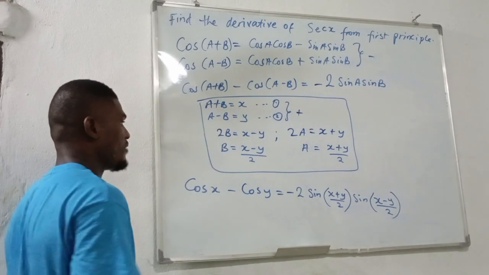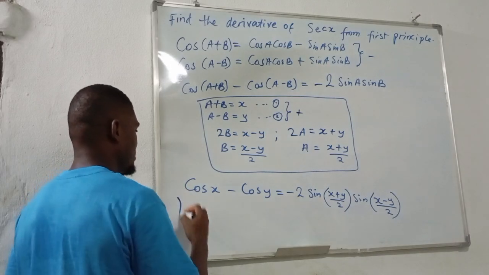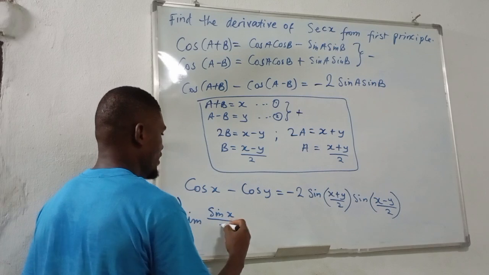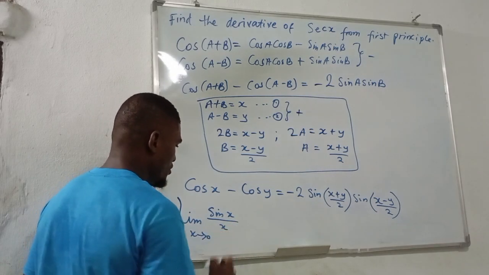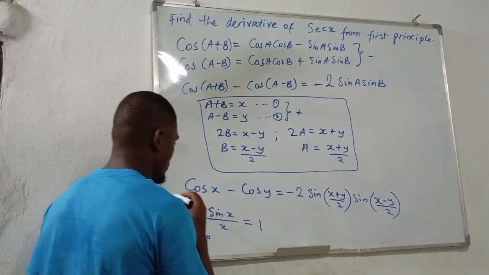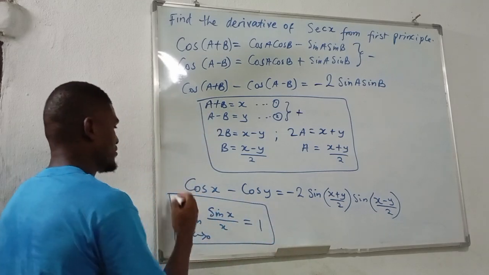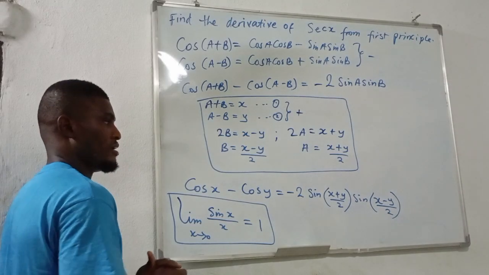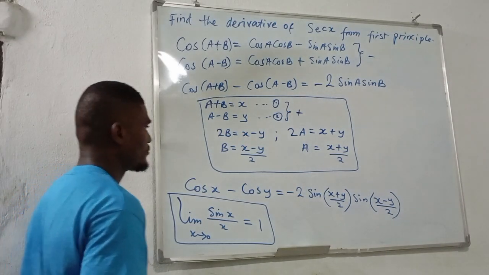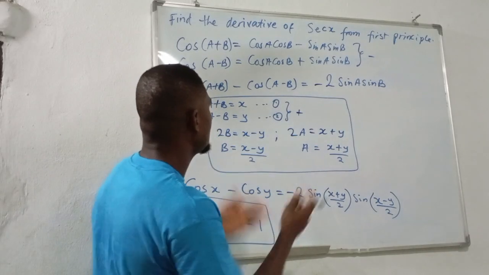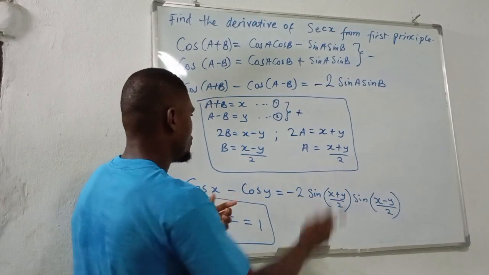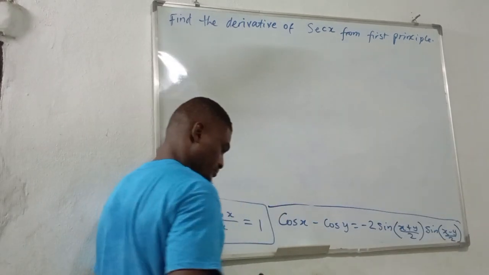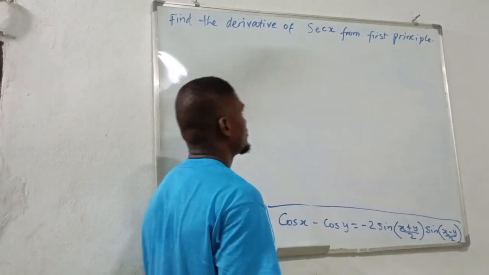And then another formula I want you to take note of is that the limit of sin X over X as X tends to 0 is equal to 1. So let's take note of this. Alright, so I'm going to clean these up, and then we're going to use this formula to solve. Now let's go into doing this.